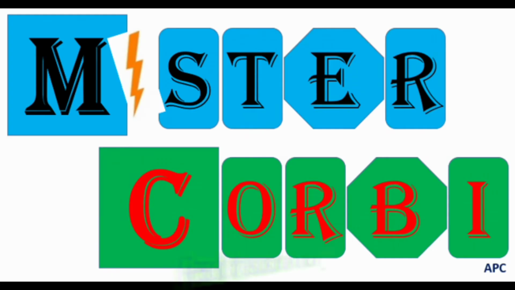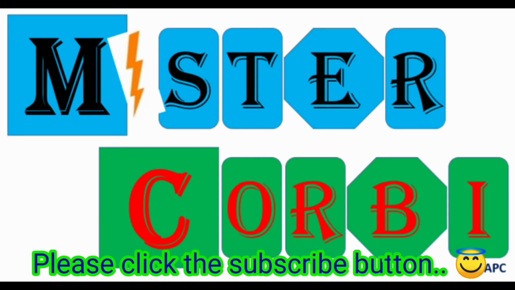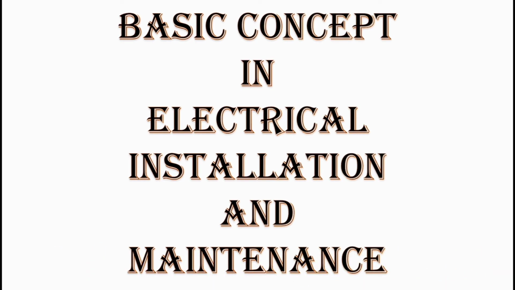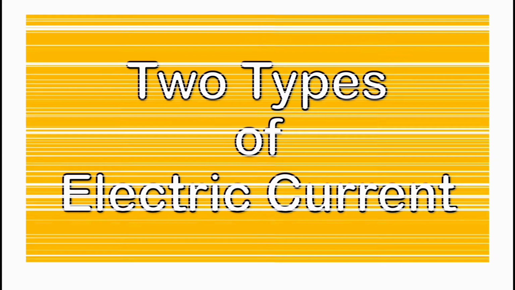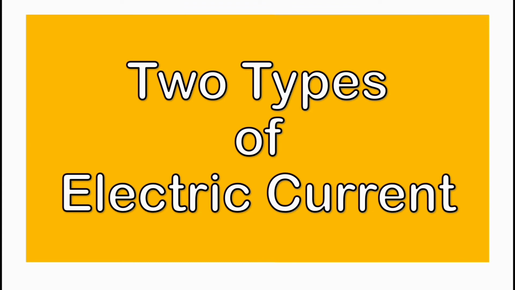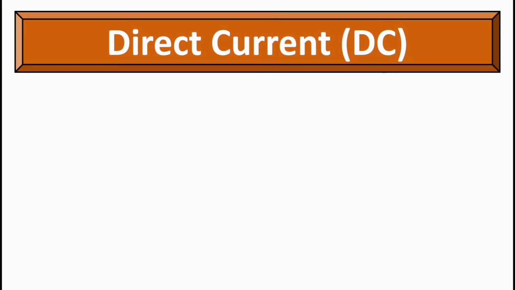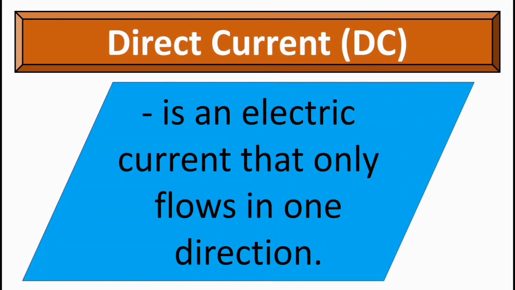Our topic for today is about basic concepts in electrical installation and maintenance. And now, let's discuss the two types of electric current. What are the two types of electric current? The first one is direct current or DC. Direct current is an electric current that only flows in one direction.